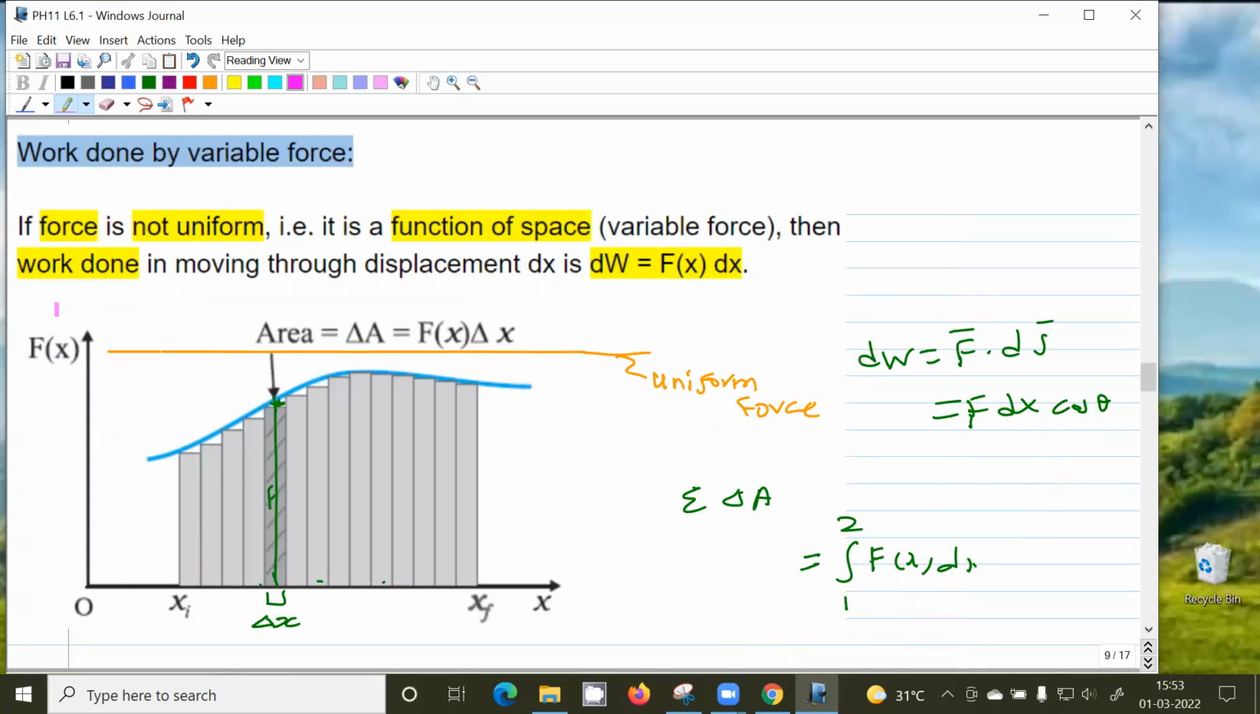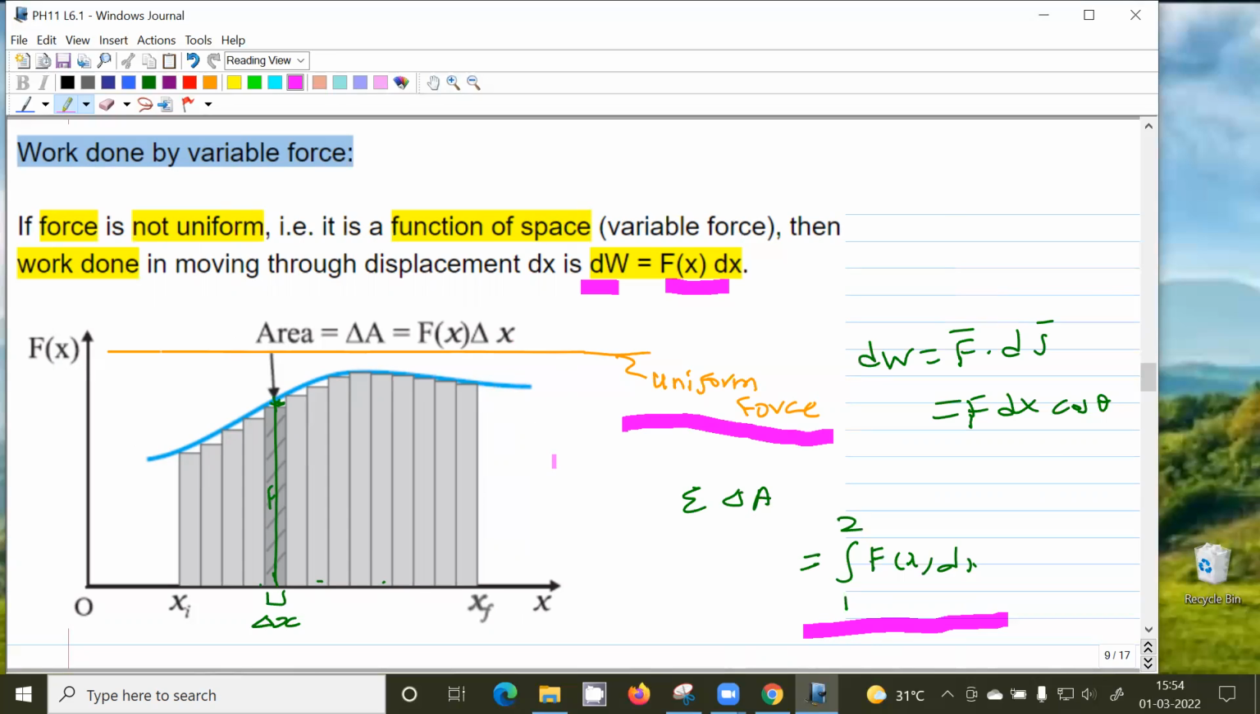And if the force is variable, then you have to define the work for a small displacement as f into dx, and then to get the total work done in moving from x1 to x2, or x initial to x final, we have to integrate this between the limits x1 to x2. If the force is plotted as a function of x and it is a variable force, there will be some variation with x. A uniform force will be a straight line parallel to the x-axis. This is a uniform force, and this is a variable force.